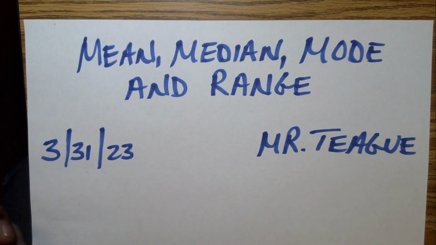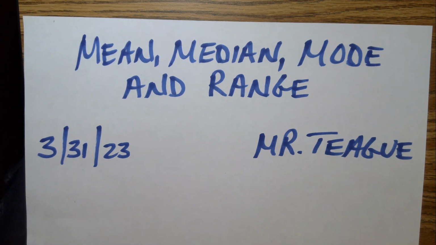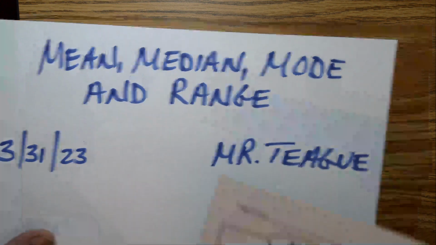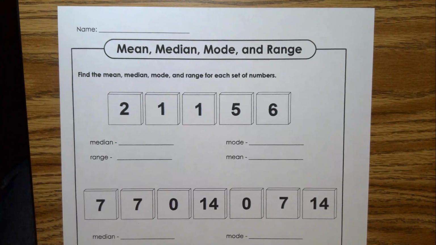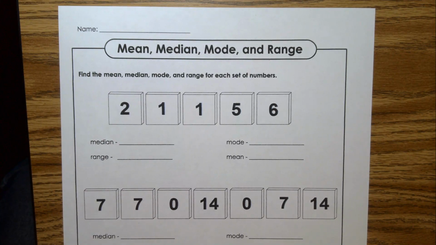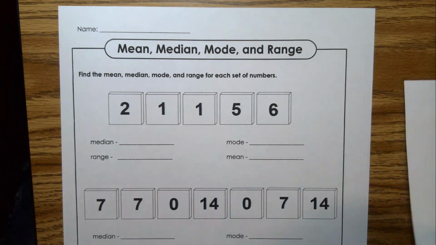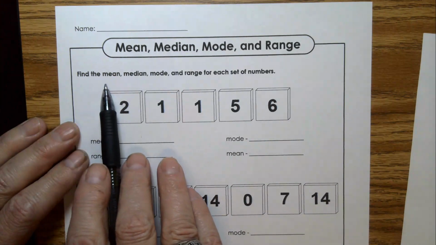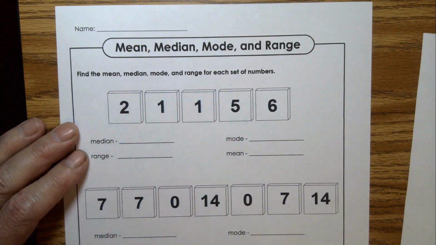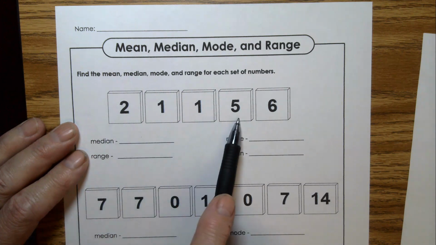Okay, so this is the piece of paper. It's called mean, median, mode, and range. And if you notice right here, we have this set of data, right? It says find the mean, median, mode, and range for each set of numbers. So we have 2, 1, 1, 5, and 6.